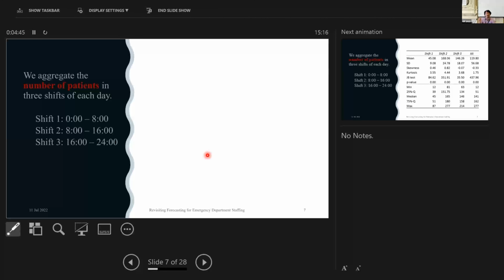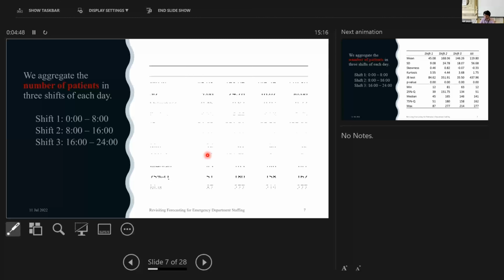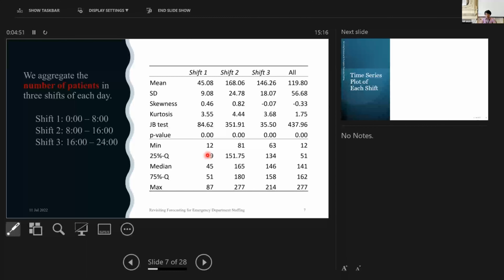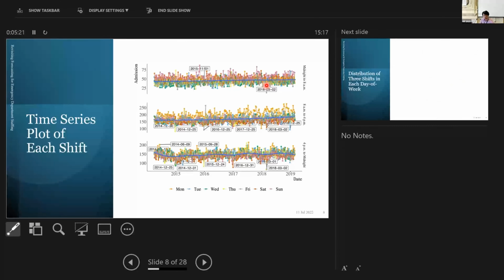How many patients are going to be in each of the shift? So if I just count all the patient arrivals, I got the number of patient visits in each shift in each day of my sample period, that 5 years. Those are the summary statistics. As you can see, the morning shift have relatively low number of patients, and the second shift and the third shift has relatively high number of patients, and you can see the other summary statistics.